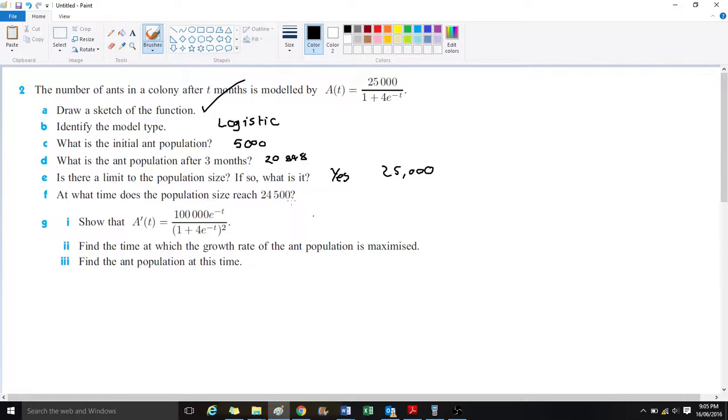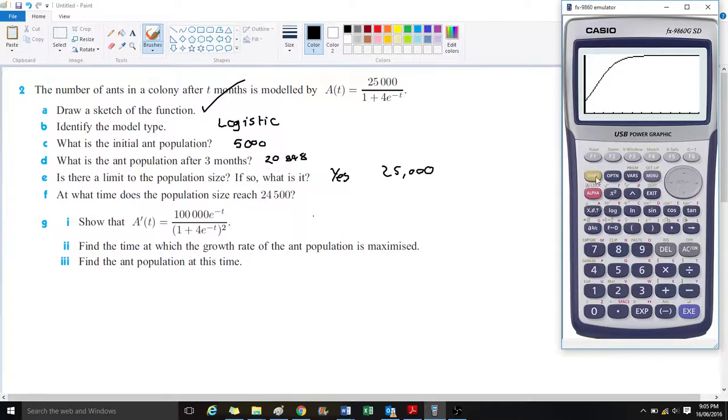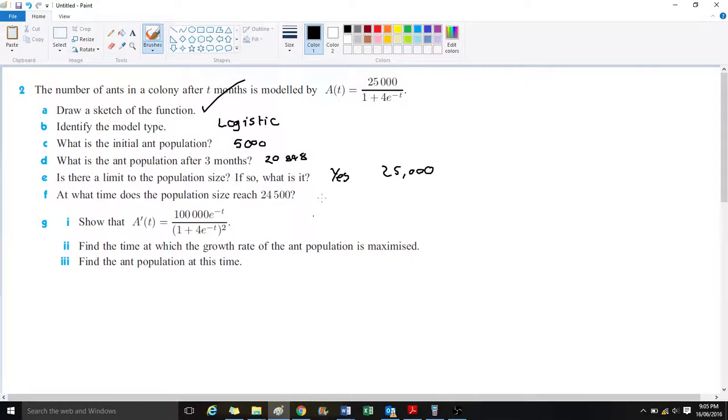At what time does the population size reach 24,500? Okay, this is another g-solve. Only this time we're calculating the time. Okay, so we're doing an x calc. We're putting in a value for y. Our y value is 24,500. Okay, so it occurs when x, or when the time, is equal to 5.27. So at 5.27 months.